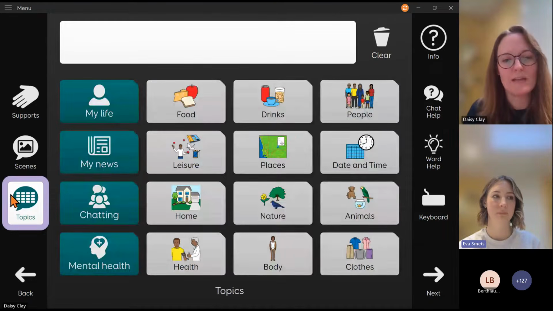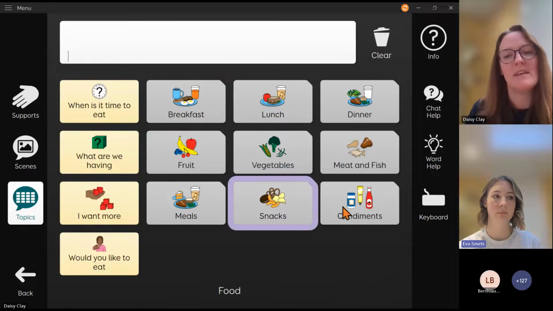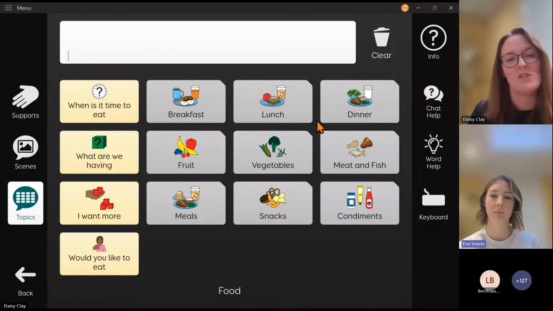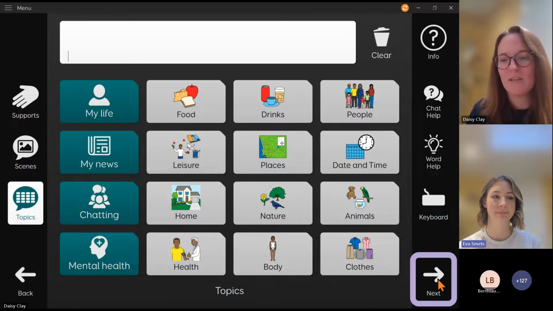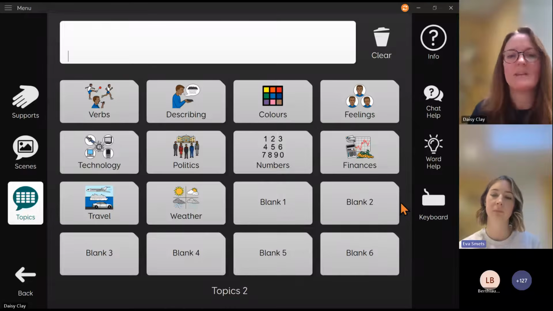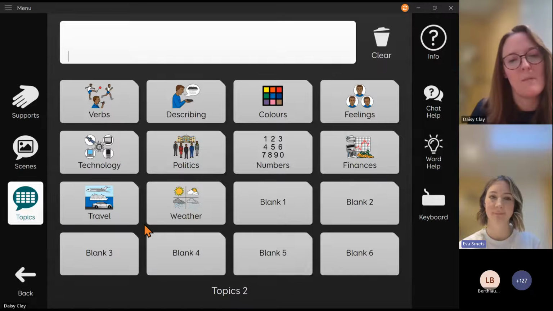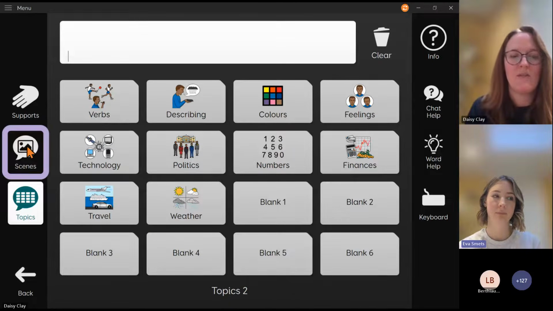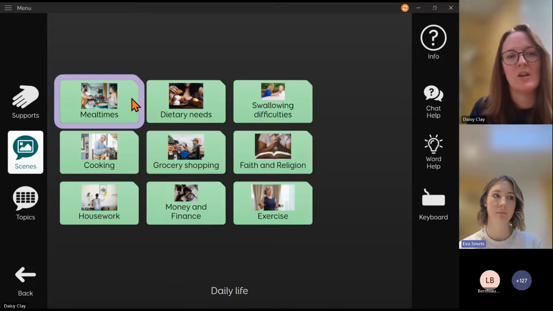I go back to topics and we look at food. You can see again that it has the subcategories, and it's really consistent with Duo 9. So that's topics. If I go on to the next page, you can see that we have a couple of additional topics, and there's also space for some blank topics for anything that might be really helpful for that person to talk about.